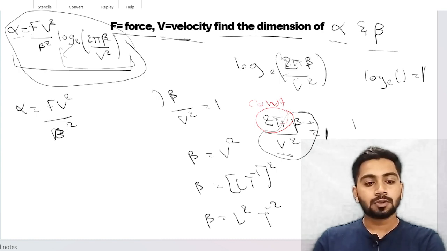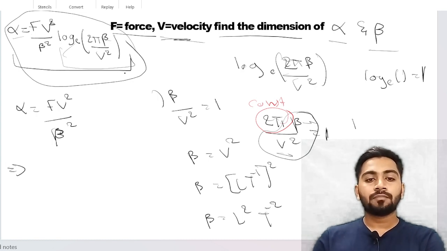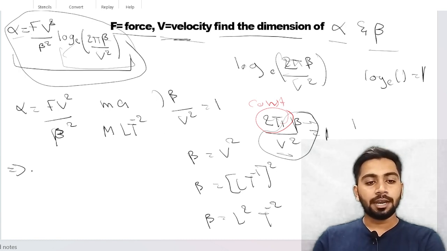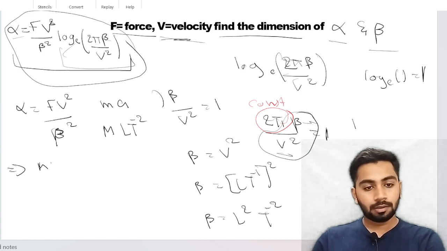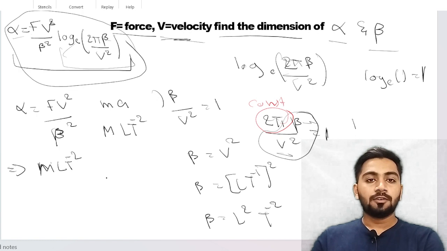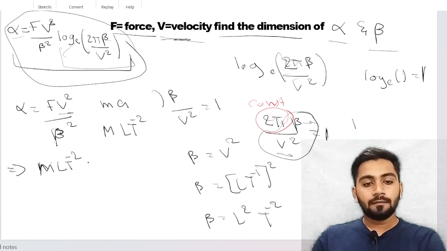Now force: what is the dimension of force? Force is equal to ma. Mass is M, acceleration is L t to the power of minus 2. So the force dimension is M L t to the power of minus 2. Now velocity square.